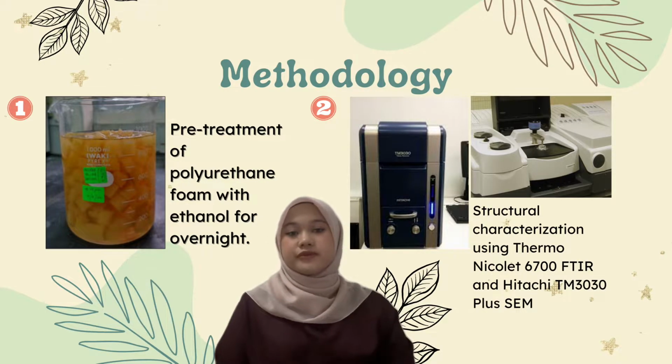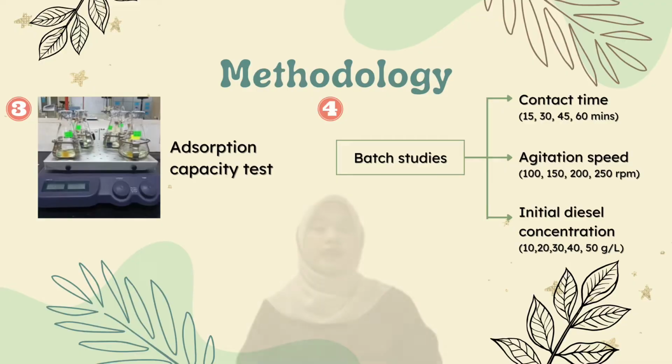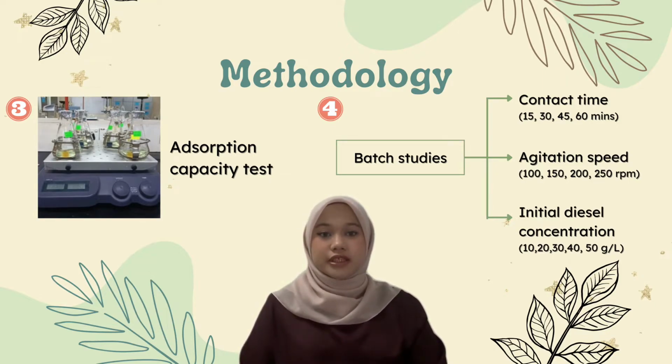The first step that I took for this study was preparing my PUF. The PUF was treated with ethanol overnight to remove any impurities and dried in a vacuum oven. Then I proceeded with structural characterization using FTIR and SEM as shown in the figure. Next is the absorption capacity test. A weighed PUF was placed in a conical flask filled with 50 ml of diesel and shaken for 45 minutes at 200 rpm.